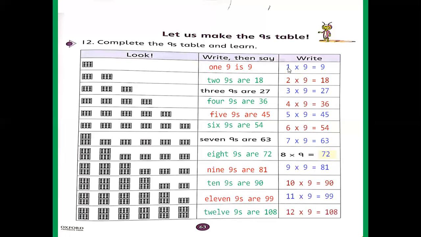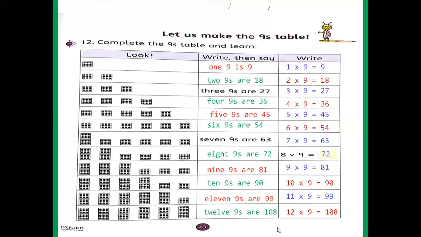So this is the last column. This is your table. Read with me. 1 9s are 9, 2 9s are 18, 3 9s are 27, 4 9s are 36, 5 9s are 45, 6 9s are 54, 7 9s are 63, 8 9s are 72, 9 9s are 81, 10 9s are 90, 11 9s are 99, and 12 9s are 108.